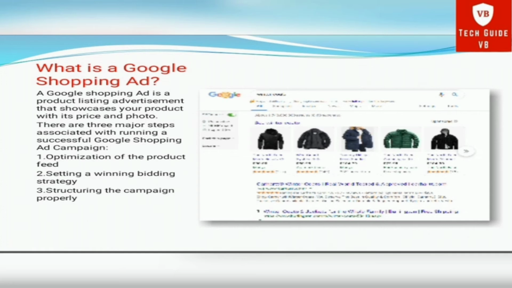You can also add promotional price points, reviews and more to increase conversion. Google Shopping ads show up beside organic or paid search listings.